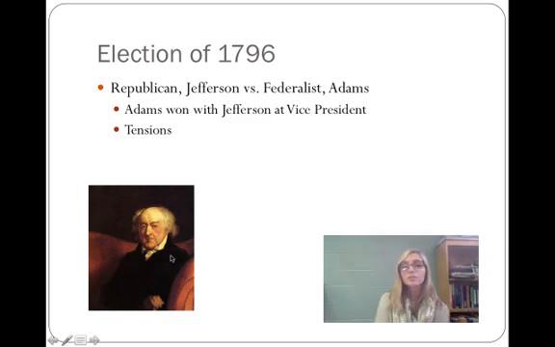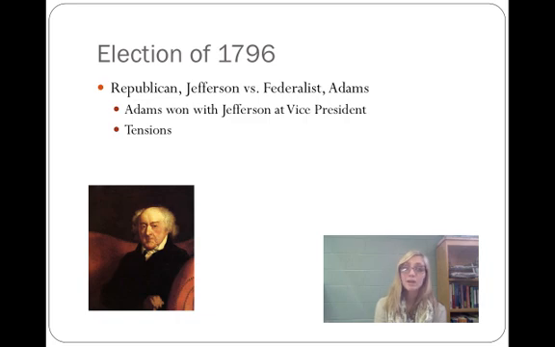The election of 1796 was the first two-party election. Republican Thomas Jefferson, who was part of Washington's cabinet, and Federalist John Adams faced off in the first ever two-party election. Adams won, and Jefferson ended up being the vice president. At this point in time, the president didn't select a vice president to run with him. Whoever won second place would be vice president.